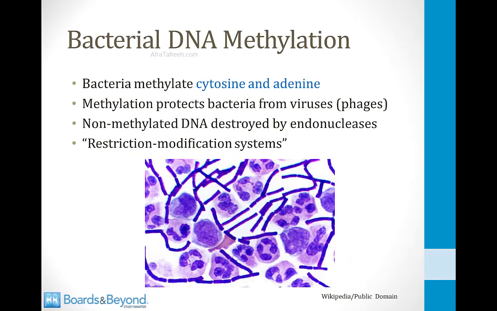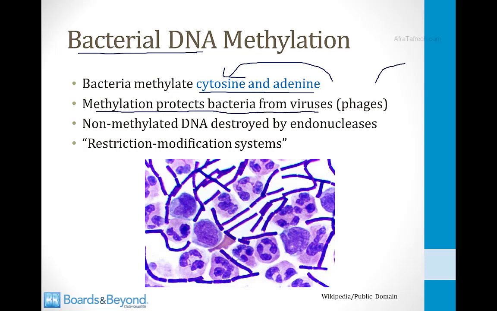Now, although bacterial DNA has less methylation than eukaryotic DNA, there is some methylation that occurs in the DNA of bacteria. Bacteria can methylate both cytosine and adenine, so this makes them different from eukaryotes who methylate predominantly just cytosine. In addition, methylation serves a different purpose in bacteria than it does in humans. In bacteria, methylating DNA protects the bacteria from viruses, which you may know are called bacteriophages.